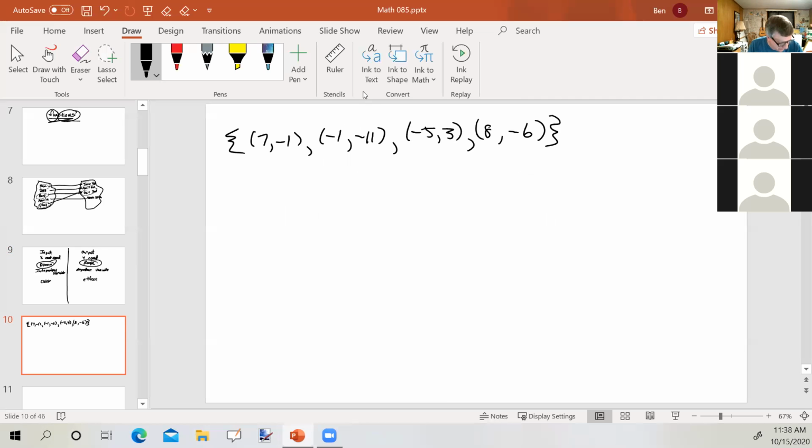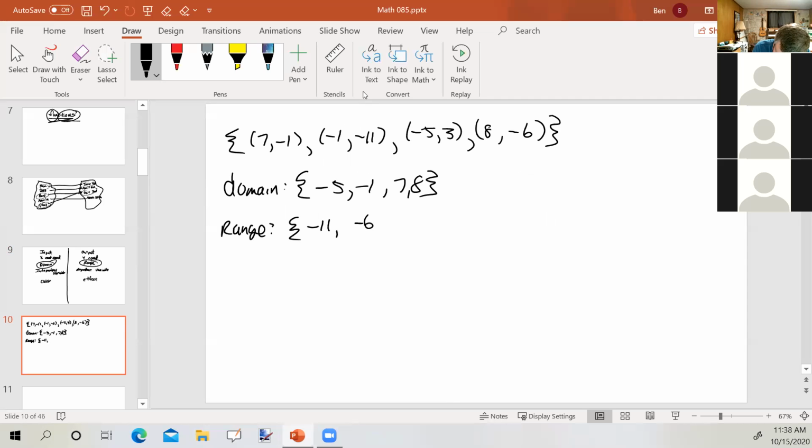All right, it says find the domain and range of each relation. It's as simple as this. The domain is all the X values. The range is all the Y values. Now, notice I'm listing them from smallest to largest, which is what we typically do. Also notice that I'm very bad at making braces. Oh, well.